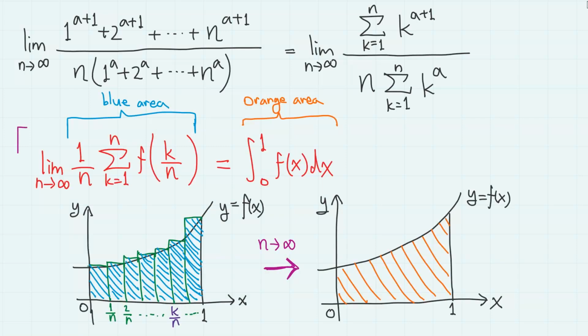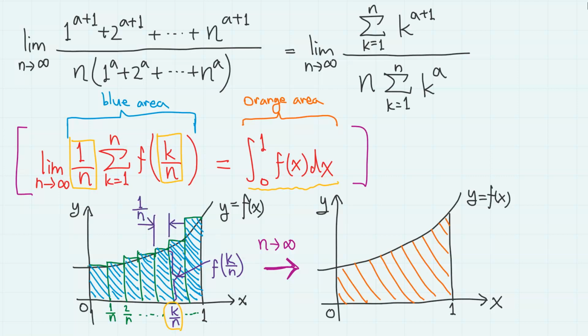Here, let us use this relation between the limit slash series and the integral. If the expression contains 1 over n and a function of k over n, we can convert this into a definite integral from 0 to 1, which is also illustrated in the figure. Here, k over n is this kth coordinate. So f of k over n is the height of this rectangle, and 1 over n is this width.